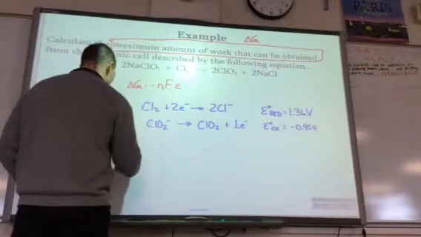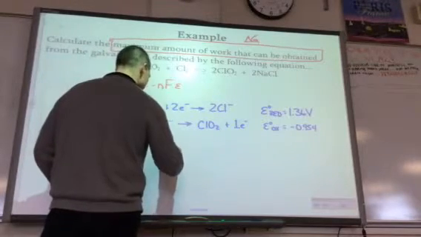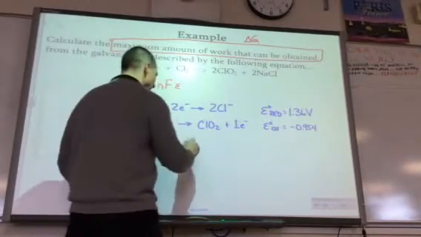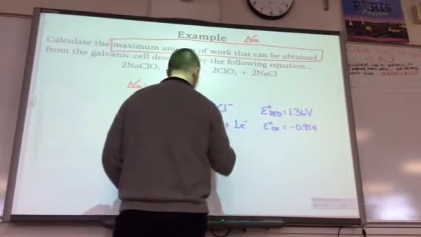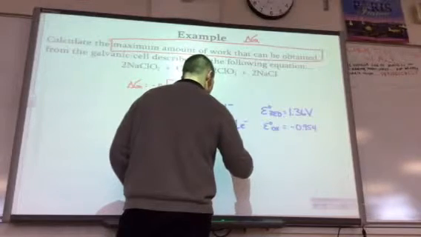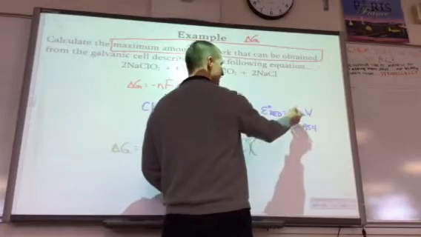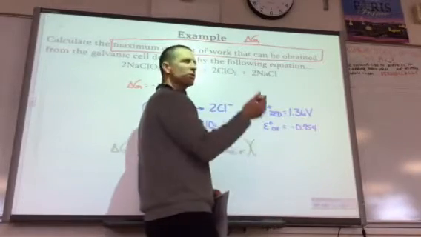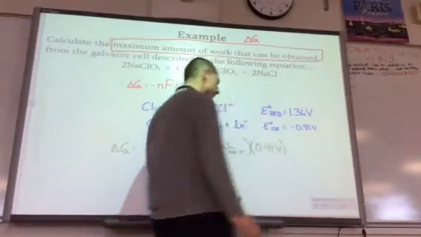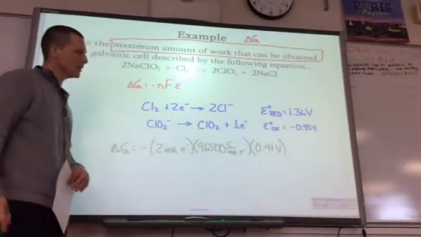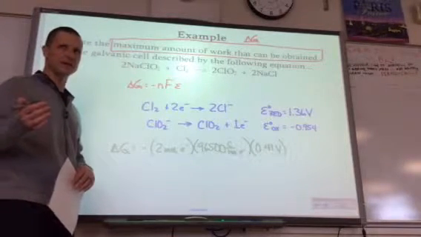So we now have what we need. We have delta G equals negative 2 moles of electrons times 96,500 on the F value. That's coulombs per mole of electrons. And then the epsilon value is that plus that, which I'm just going to round to the hundredths place, 0.41 volts. And we're going to get something around negative 79.9.